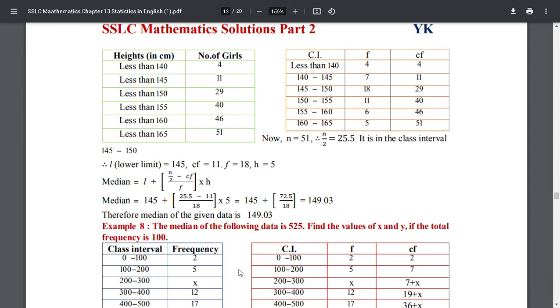We can answer that. Construct the table. First column class interval, second column frequency, third column CF. Less than 140, 4; 140 to 145, 7; 145 to 150, 18; 150 to 155, 11; 155 to 160, 6; 160 to 165, 5. CF: first frequency is 4. Second one, 4 plus 7 is equal to 11. 11 plus 18 is equal to 29.